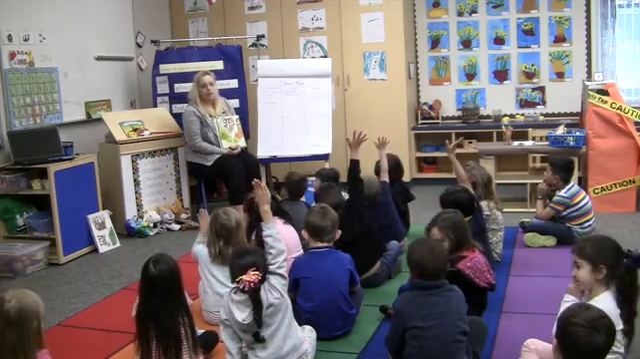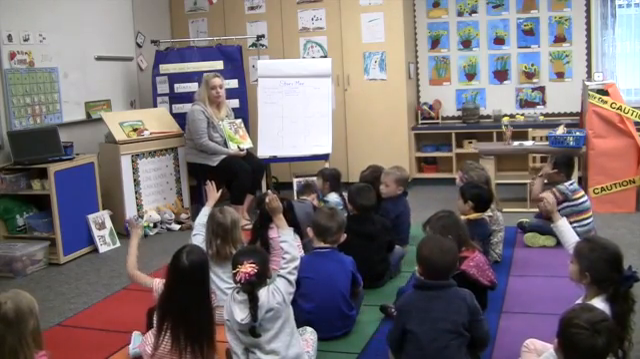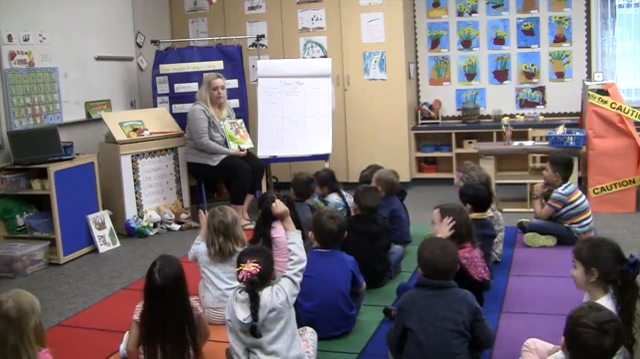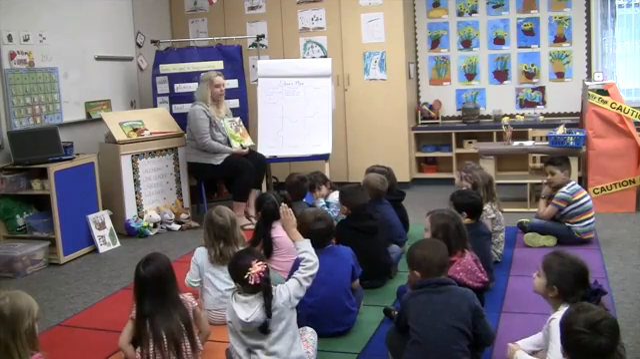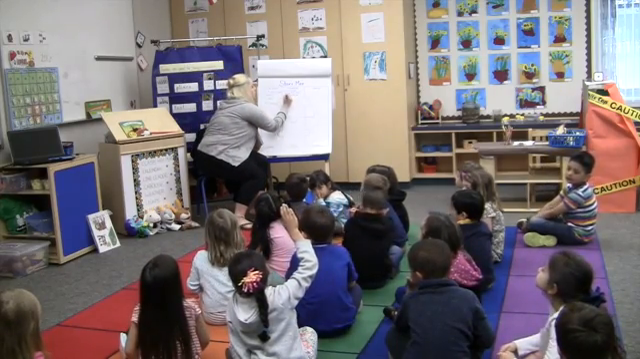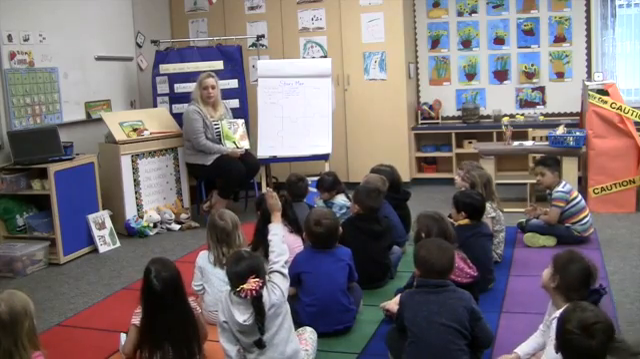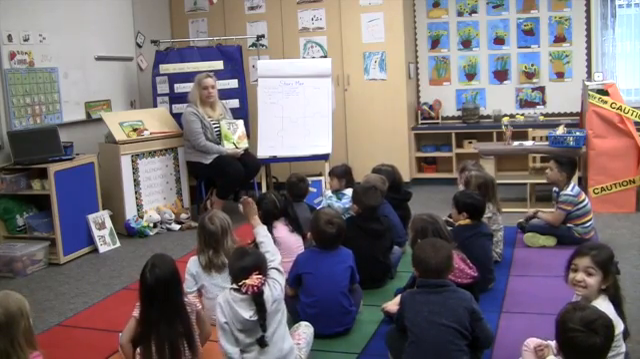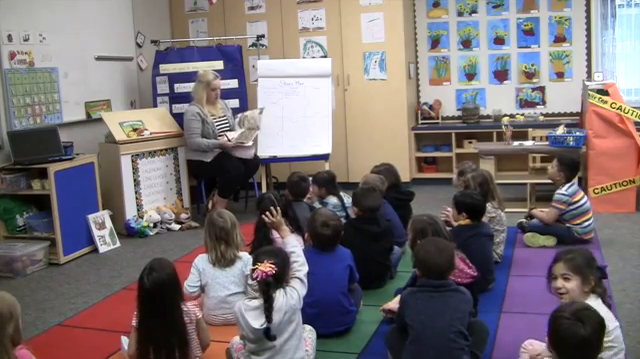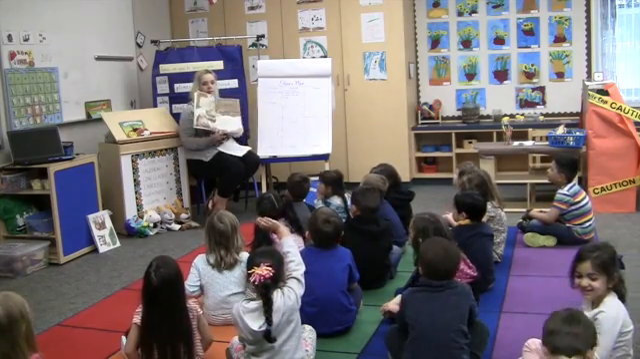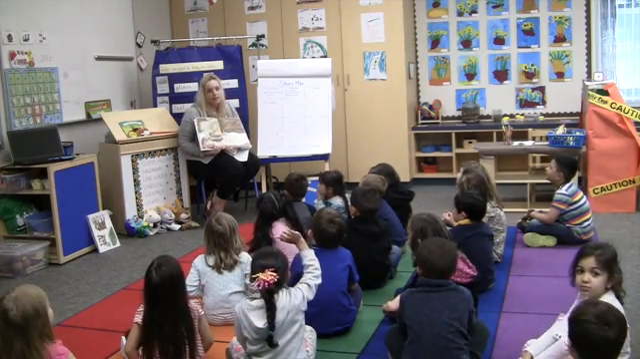Is there another character in our story? Josiah? A troll. A troll. How would you describe the troll? Emily? How would you describe our troll? Is he nice? No, mean. What does he look like? Let's see if I can find a picture. Ugly. He looks really ugly. Why is he ugly?